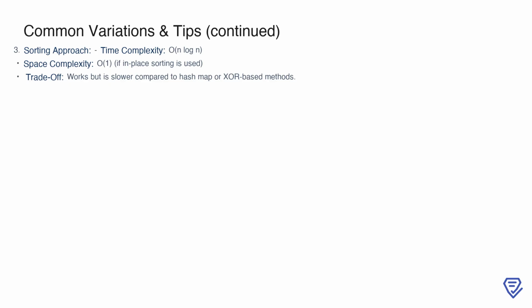This method has a time complexity of O(n log n), which is slower than the hash map or XOR-based methods. On the positive side, its space complexity is O(1) if in-place sorting is used. While sorting can work for this problem, it's not as efficient as the other methods we've discussed. It's worth noting that sorting modifies the original array, which might not always be acceptable depending on the problem's constraints. Overall, while this approach is valid, it's generally better to aim for the more optimal solutions like XOR or hash maps, especially in scenarios where performance matters or memory usage is a concern.